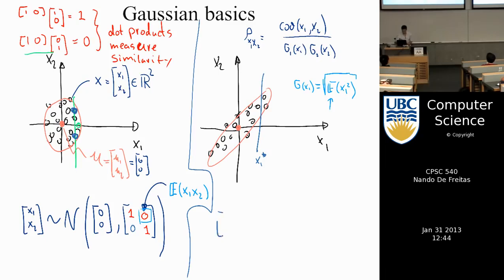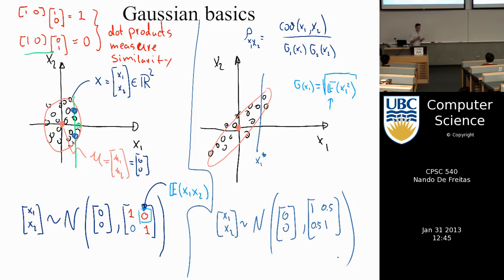If I do my Gaussian for this right-hand side, let's assume that I still have 1, but over here, I'm not going to have 0. I'm going to have some positive number. That positive number basically indicates that if I expect x1 to increase, I should also expect x2 to increase. Whereas on the left, I'm saying that if I expect x1 to increase, I should not necessarily expect x2 to increase. Okay? That clear? Because that's sort of what correlation is with random variables.